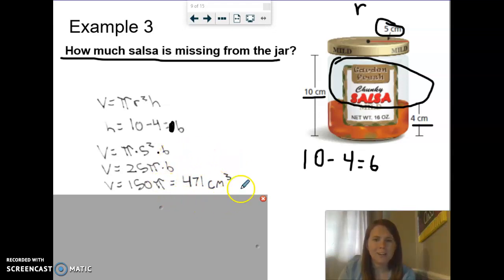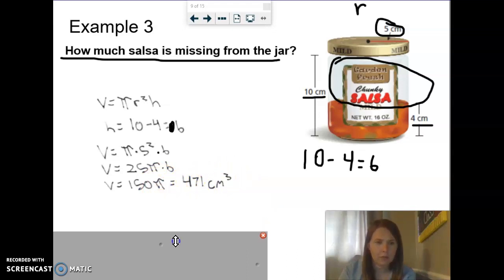So this is how much your little sibling decided to eat of your salsa. Which is quite a bit. They ate a lot of your salsa, okay? They ate 471 centimeters cubed.